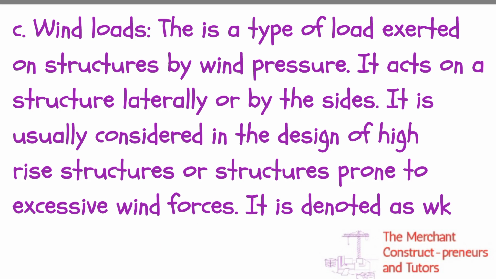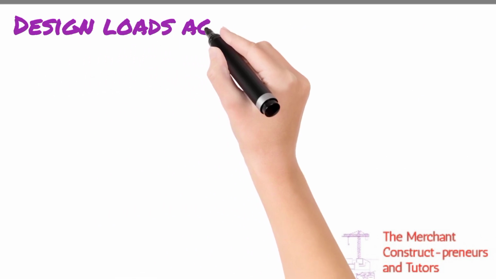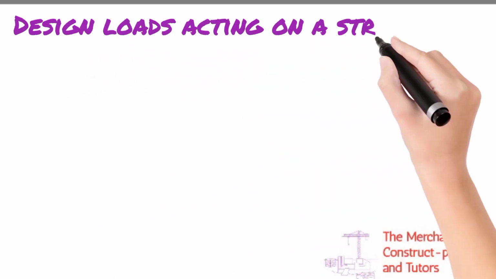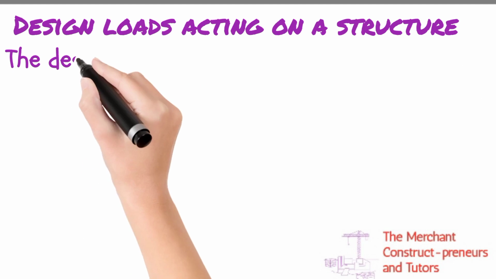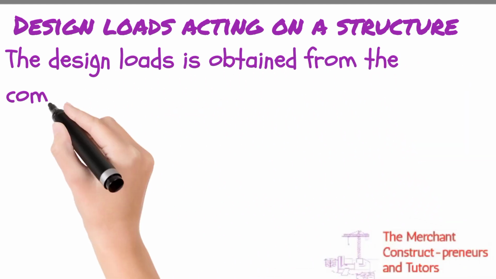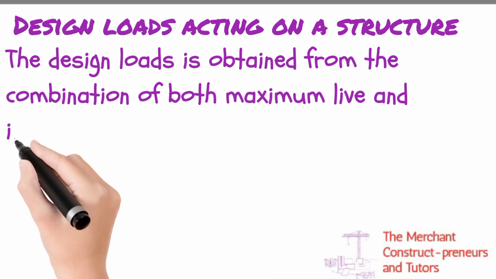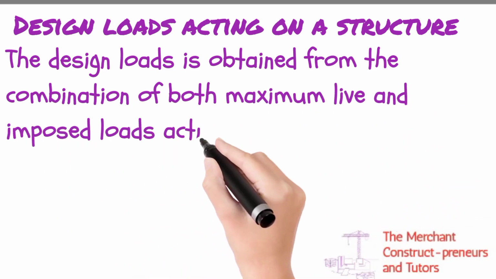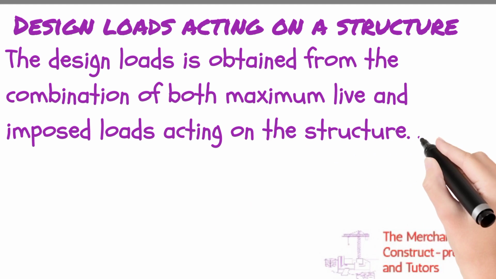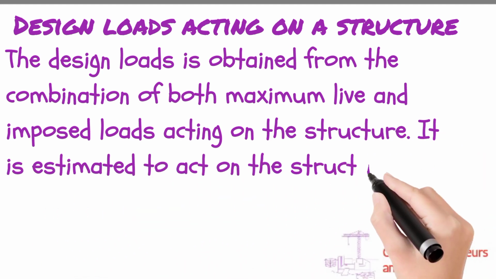So, design loads. Design load is obtained from the combination of both maximum dead and imposed load acting on the structure. It is estimated to act on the structure according to BS 8110 Part 1 as 1.4 GK plus 1.6 QK. So I'm referencing BS 8110. Some other standards are there, you have the Eurocode. I think I have other codes, but what I'm referencing is the BS 8110.